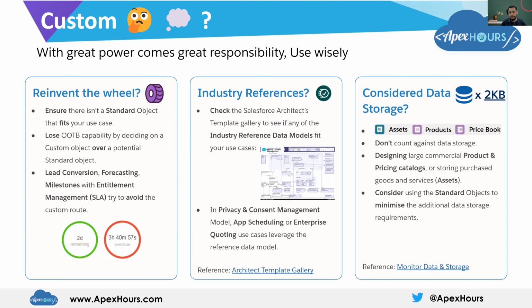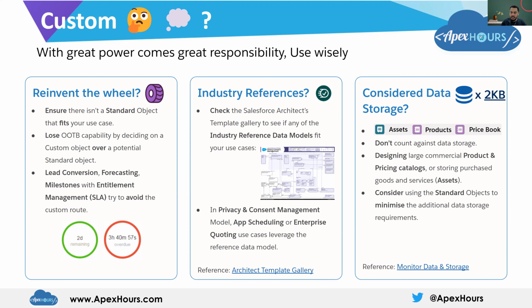You will lose the out-of-the-box capability by deciding on a custom object over a potential standard object. In use cases such as lead conversion, forecasting, milestones and entitlements to manage your customer service level agreements, try to avoid the custom route. How about industry references? Have you checked the well-architected framework or the Salesforce Architects template gallery to see if any of the industry reference data models fit your use case? In privacy and consent management model, appointment scheduling, or enterprise quoting, to name a few, try to avoid the custom route and leverage the industry reference data models.